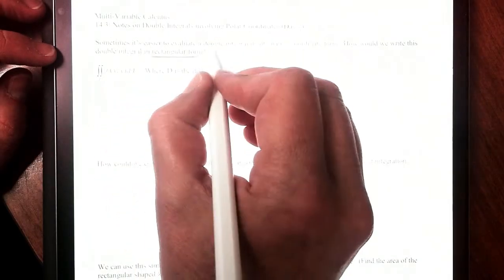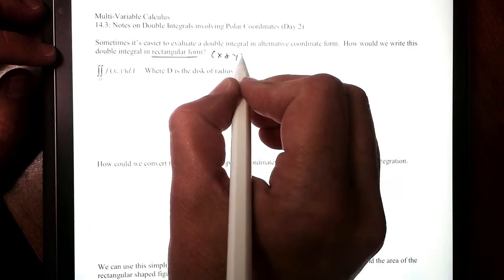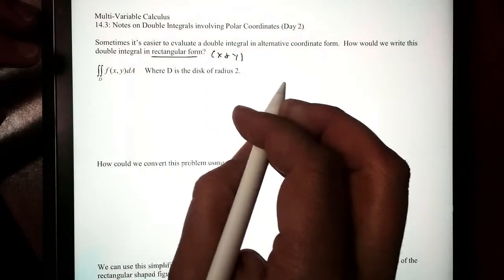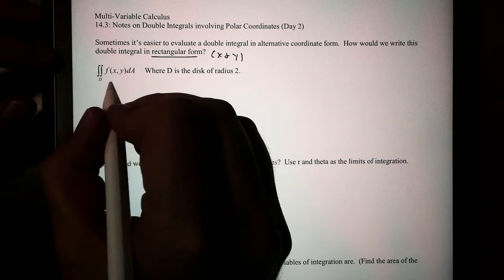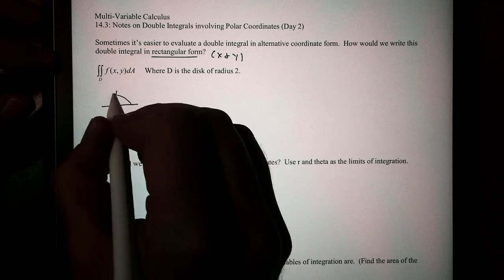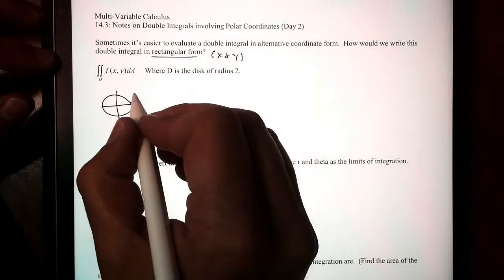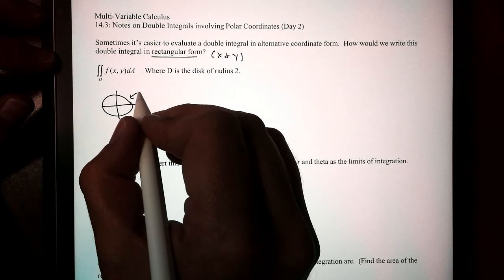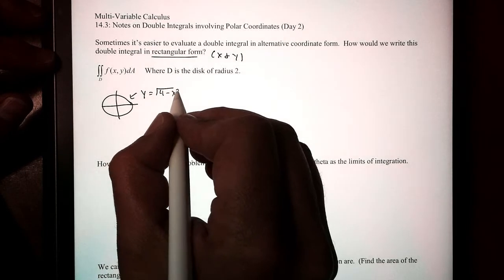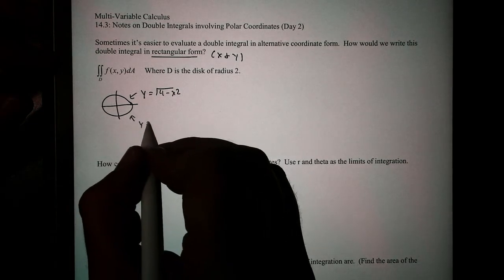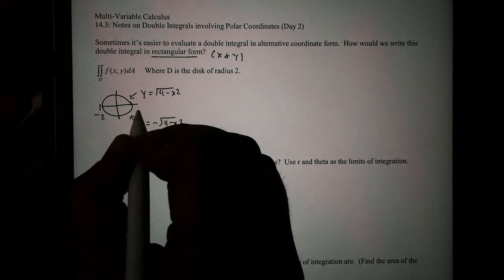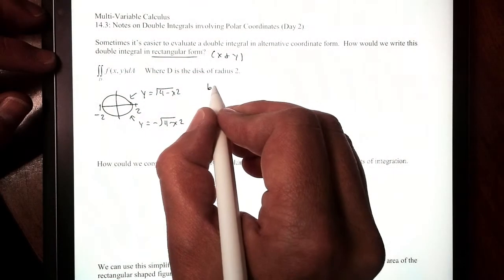So you might remember a rectangular form is having x's and y's, where the domain, the range of it, is going to be a disk of radius 2. A disk, of course, being a circle. So we want to find this volume, and this is a volume equation. So if I draw my circle, it has a radius of 2. Now in the rectangular coordinate system, the top of this disk is going to be the equation y equals the square root of 4 minus x squared, whereas the bottom would be y equals negative square root of 4 minus x squared. And of course this is going to go from negative 2 to 2. So this is our base region right here.